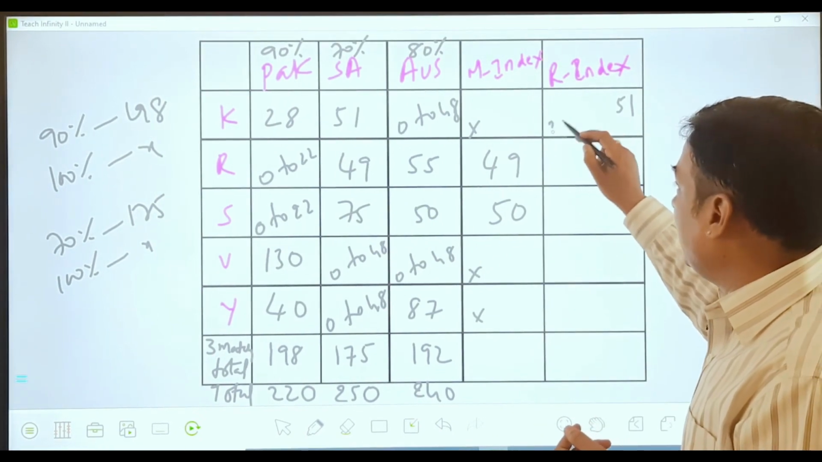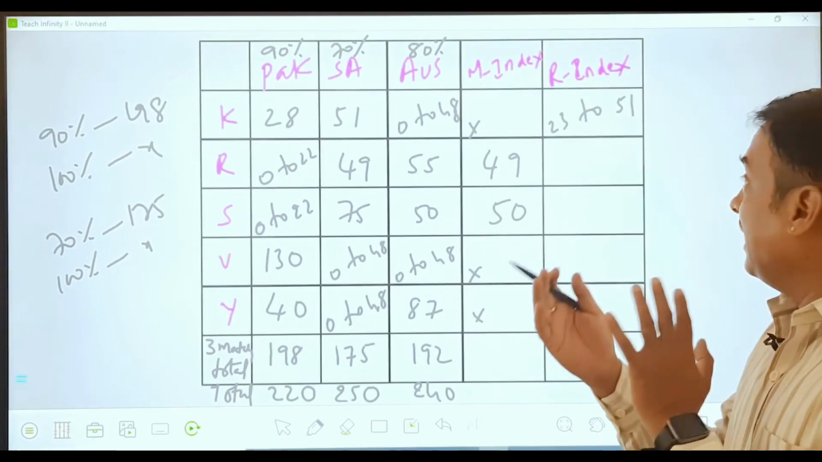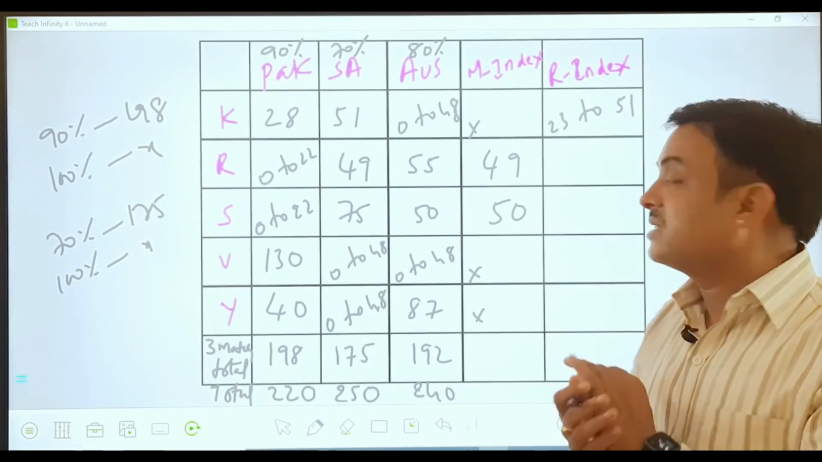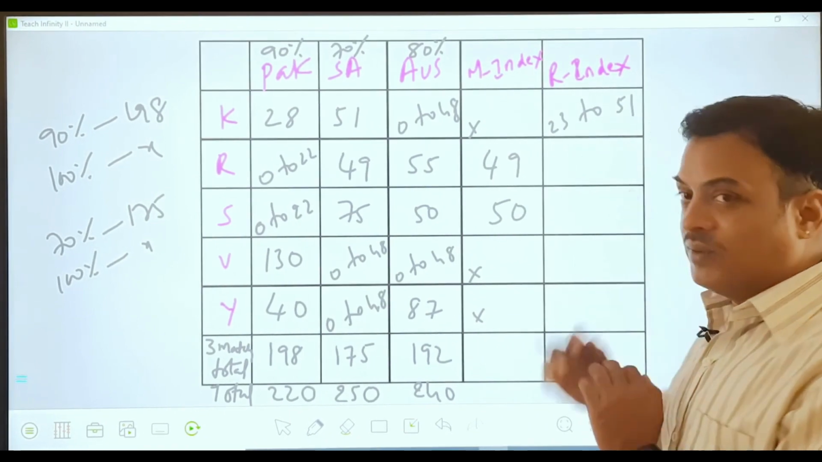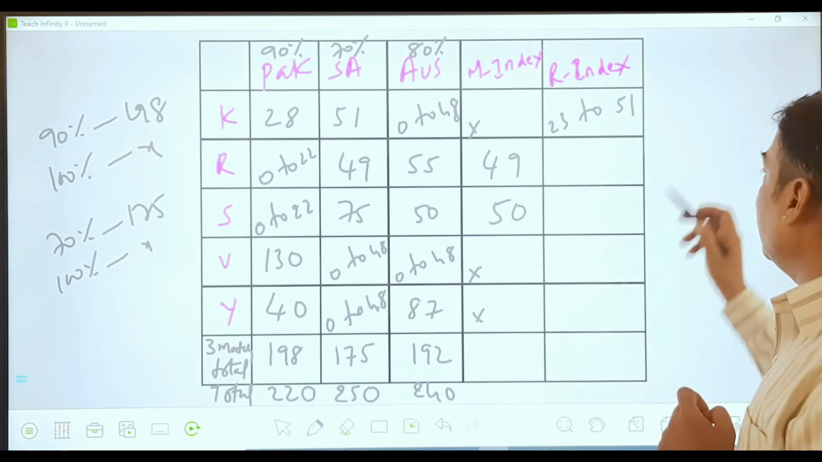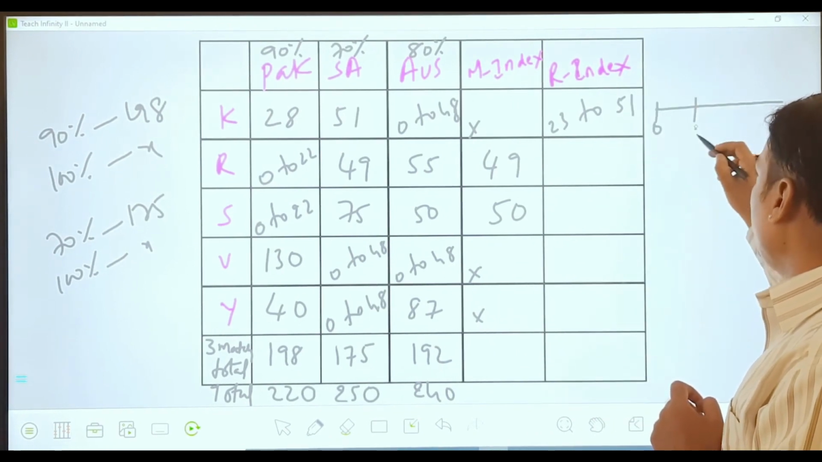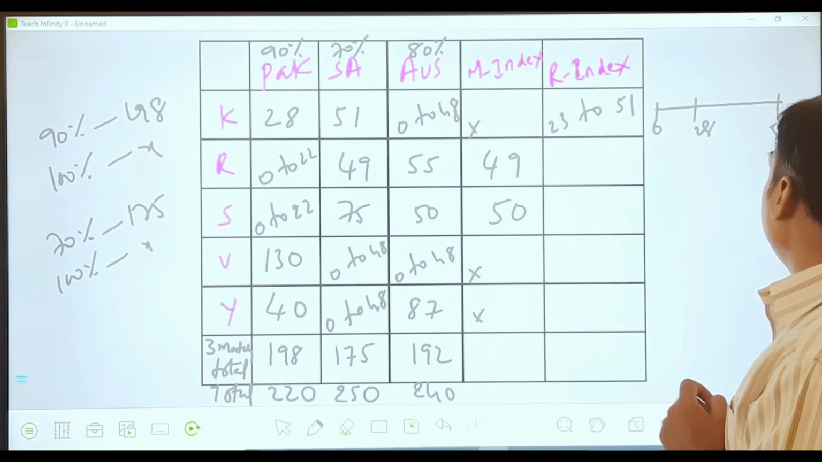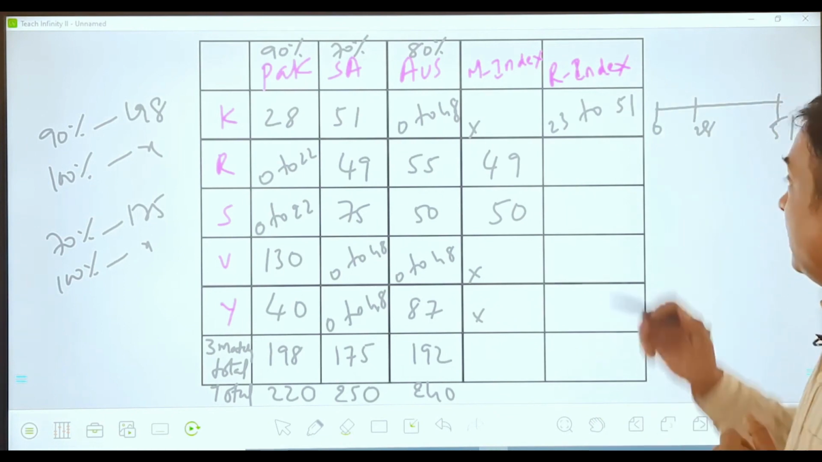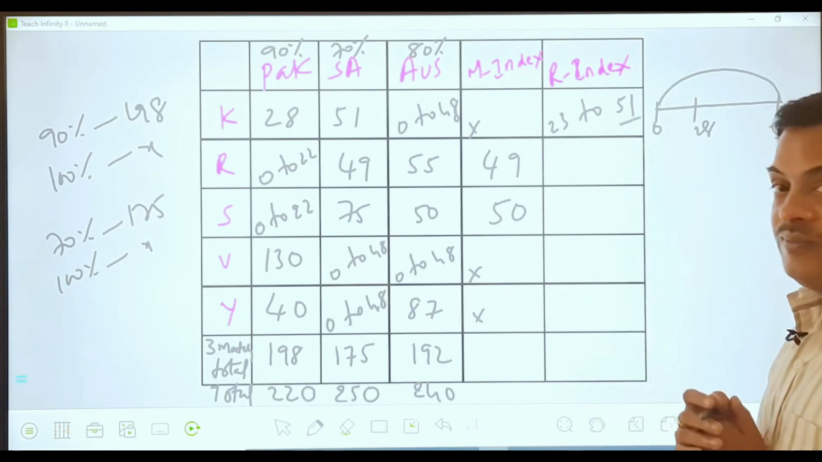So this is 23, what I say. So you can say the M index or R index will be from 23 to 51. How I got these numbers? Let us check once again here. If I take a line here, this is starting from 0, then 28, then 51 as 3 numbers. If I take 0 to 51, the least to highest difference is 51.